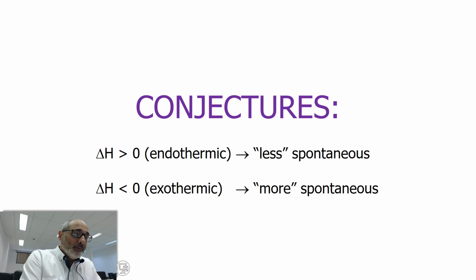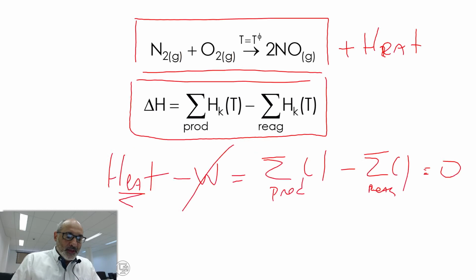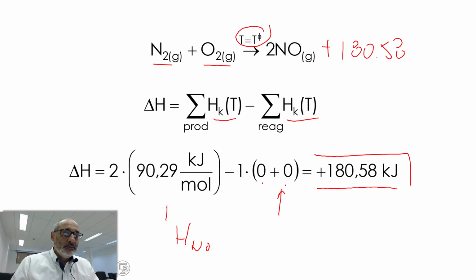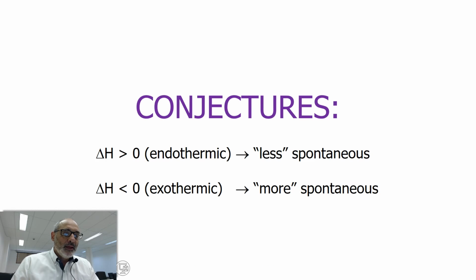So remember, I'm going back some slides. I'm trying to reason here. We're trying to construct this thermodynamic potential that vanishes when the process reaches equilibrium. We're trying to build this variable. We're trying to follow Gibbs' steps. So we know this reaction is endothermic, and we can formulate some conjectures.